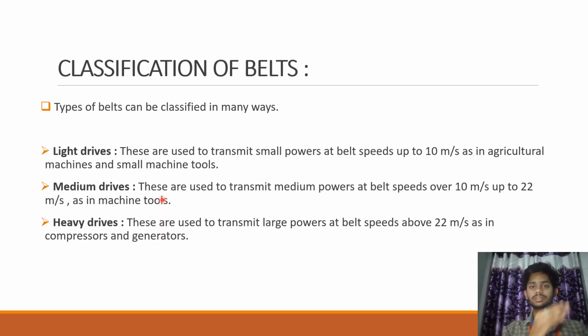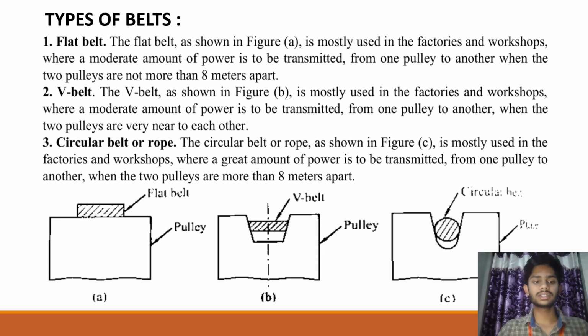So, light drives speed is up to 10 meter per second, and medium drives speed is between 10 meter per second and 22 meter per second. It means above 10 meter per second and below 22 meter per second. Next, heavy drives means above 22 meter per second, and it transmits large power. Okay, let's see some types of belts: flat belt, V belt, and circular belt or rope.